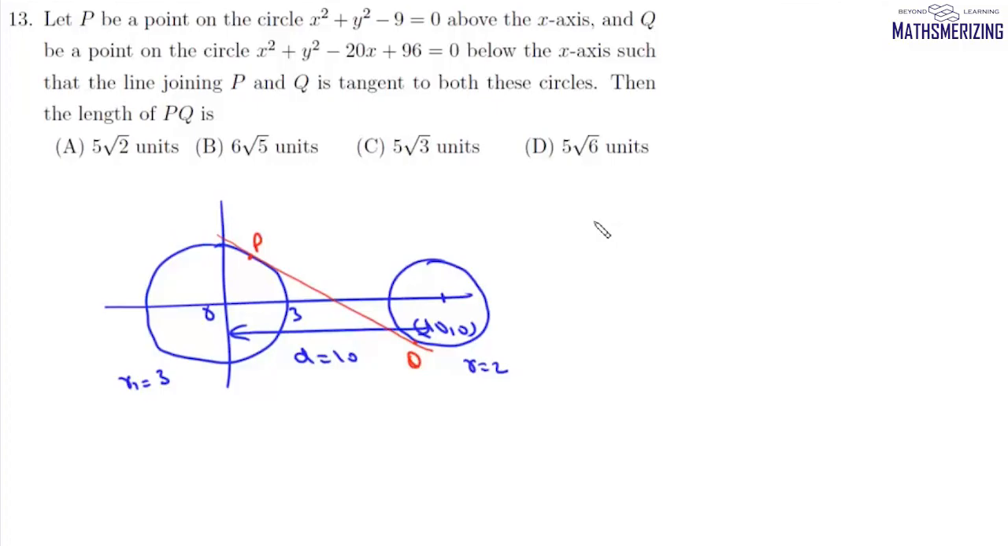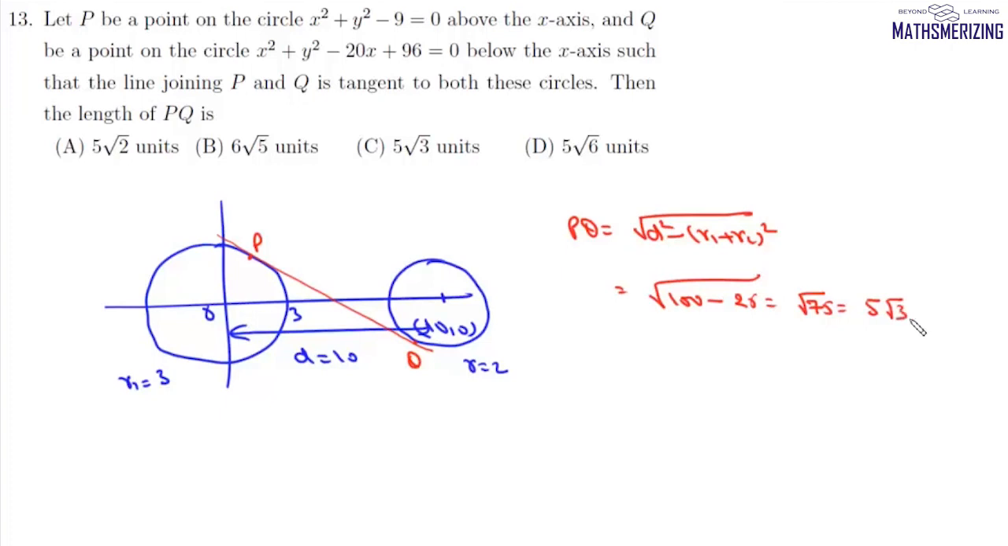Now this PQ is nothing but the transverse common tangent, and we know that the length of the transverse common tangent is simply under root of d square minus (r1 plus r2) whole square. Now in this case d square will be simply 10 square, that is 100, minus (r1 plus r2). r1 plus r2 is 5, 5 square is 25. So this value is simply under root 75, which is 5 root 3. So the length of PQ is 5 root 3, and that's your option C.